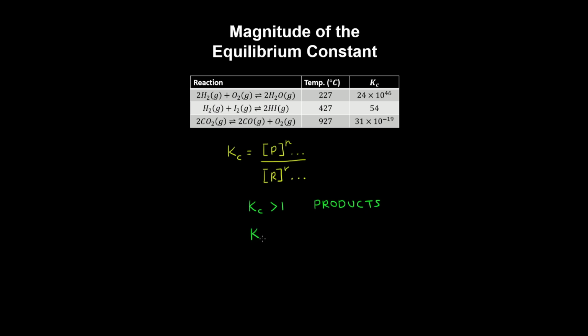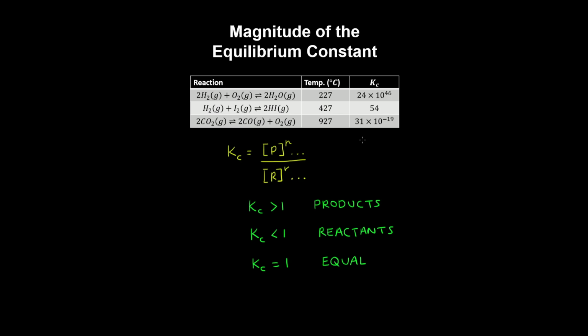And if the equilibrium constant is less than 1, you'll have a higher concentration of the reactants at equilibrium. And if it's equal to 1, then you'll have equal concentrations of the reactants and products at equilibrium.